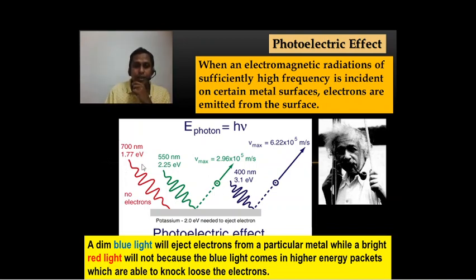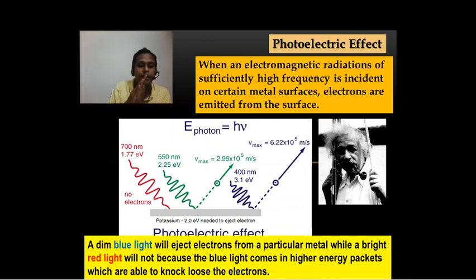Then coming to the red light, which has an energy of 1.77 electron volt. Do you know how this 1.77 came? It is nothing other than h nu, or hc by lambda. Using that relation, we can calculate the energy of a single red photon, which is 1.77 electron volt. It is well below the work function of 2 electron volt. So no electrons are ejected when red light falls on this metal surface.